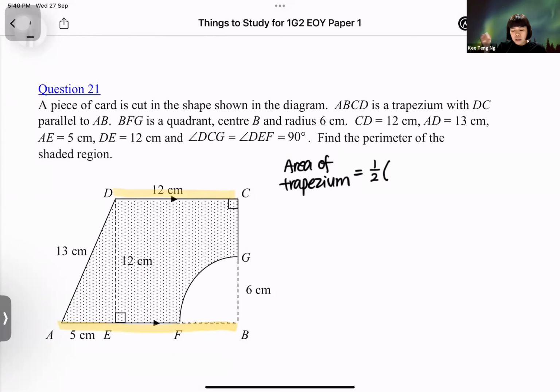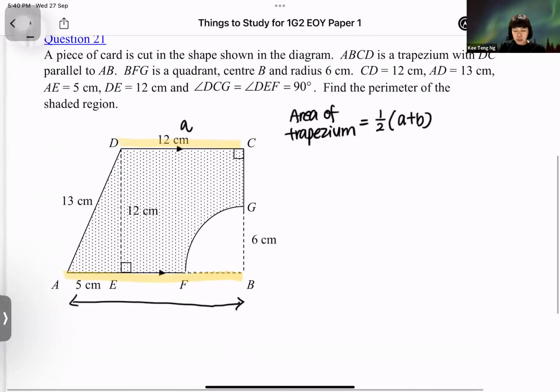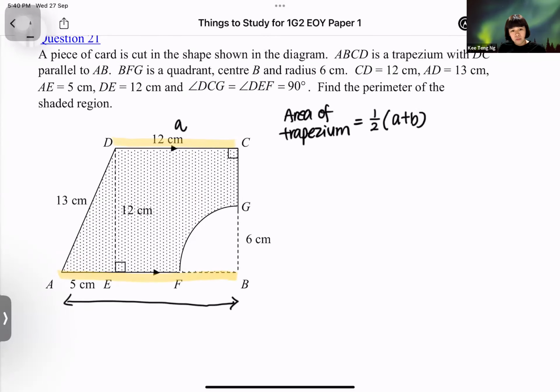So half of the sum of the two parallel sides, A plus B, which are the two parallel sides. One is A, here is 12. What is this measurement here? Anyone help me? 12 plus 5, which is 17. So this one is your B.